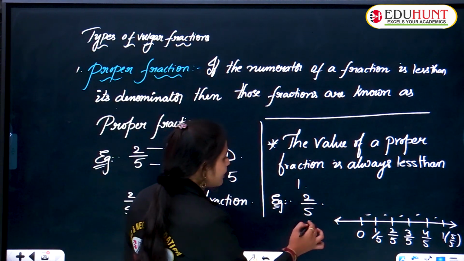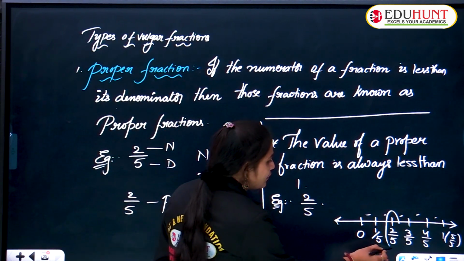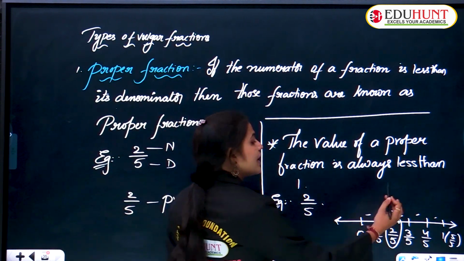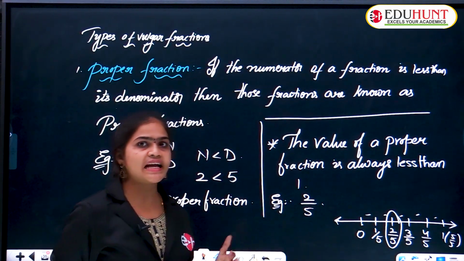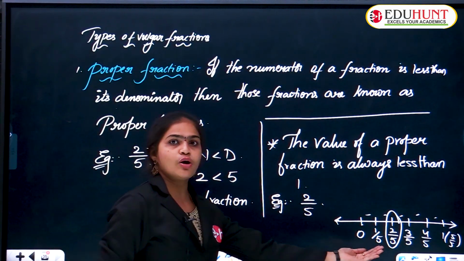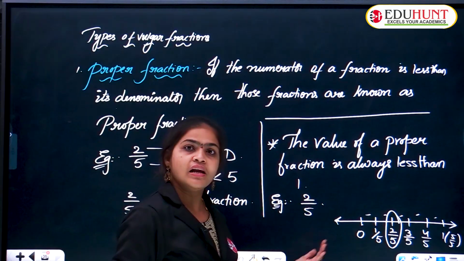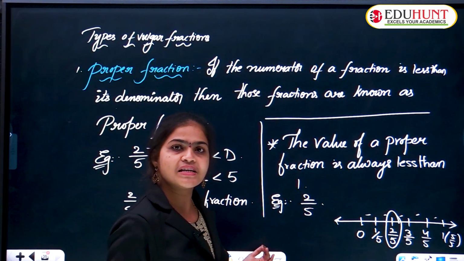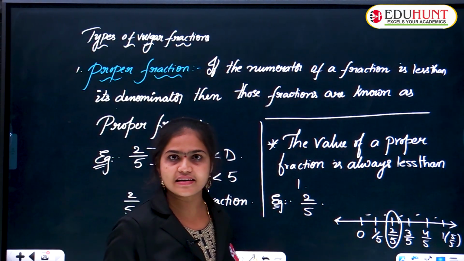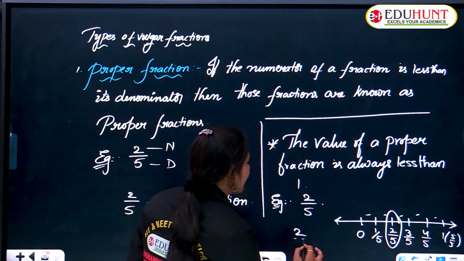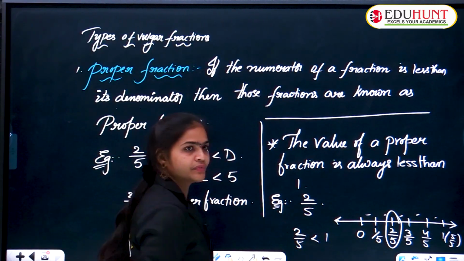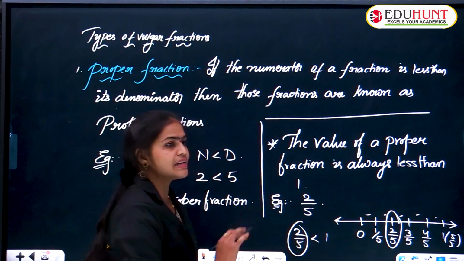Now here 2 by 5 is there. Is 2 by 5 on the right side of 1 or the left side of 1? On the number line, 2 by 5 is on the left side of 1 only. Left side of 1 means those numbers are less. That's why 2 by 5 is less than 1, and this value is always less than 1.